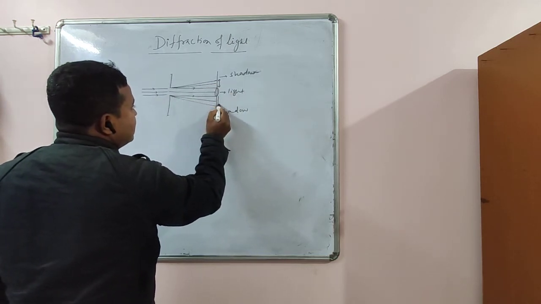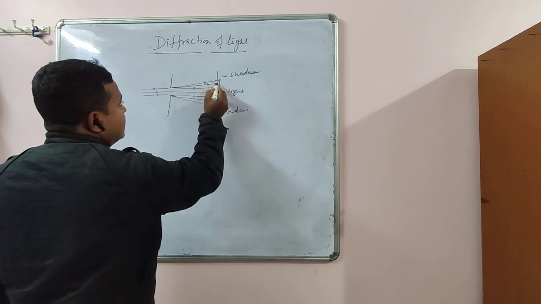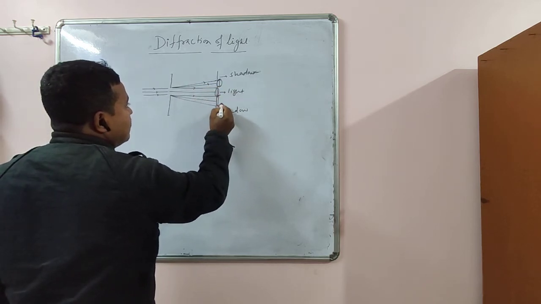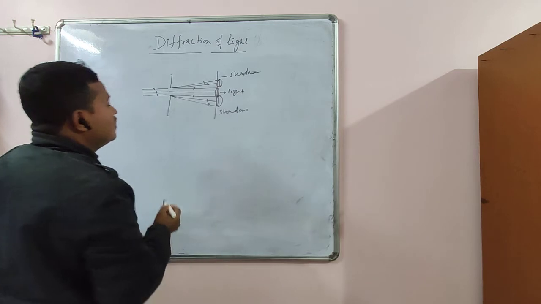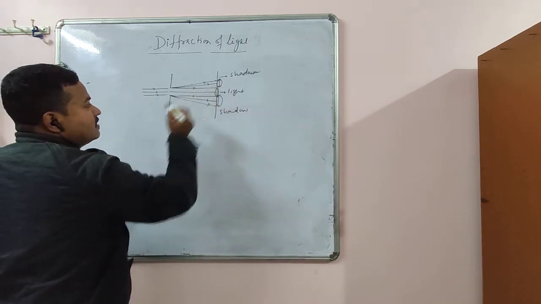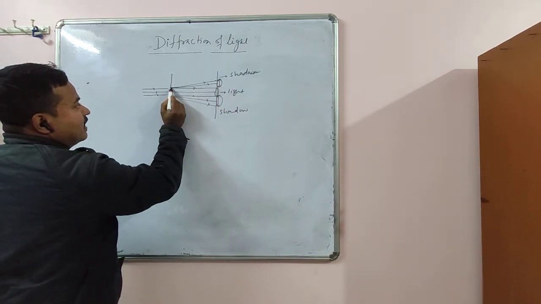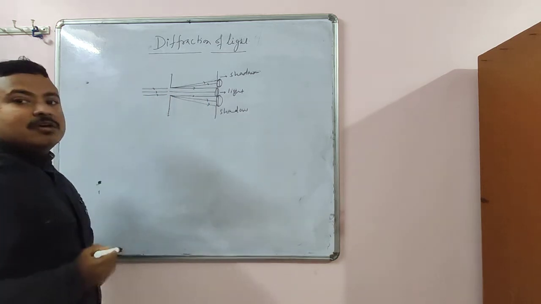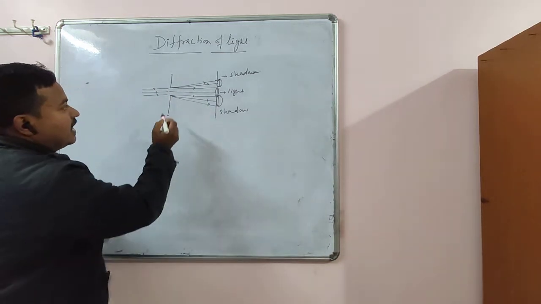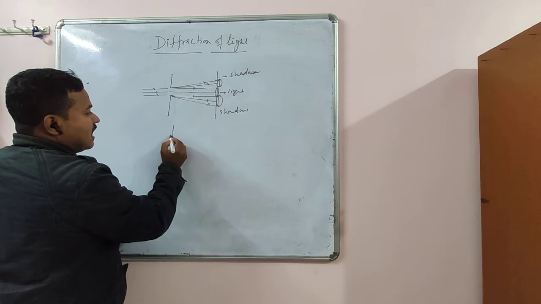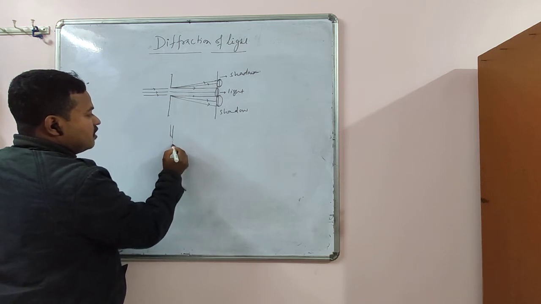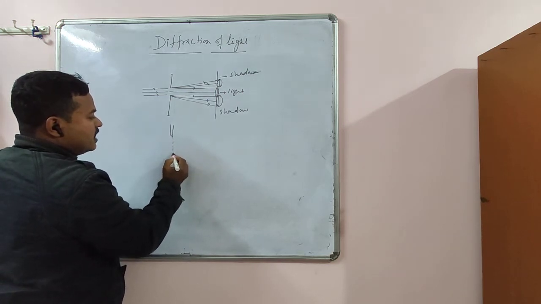That means light is entering the shadow region. So why is light entering this region? Because of bending. Here, light bends. So this bending of light is called what? Diffraction of light. So you can say that light bends at the sharp corners of an obstacle.